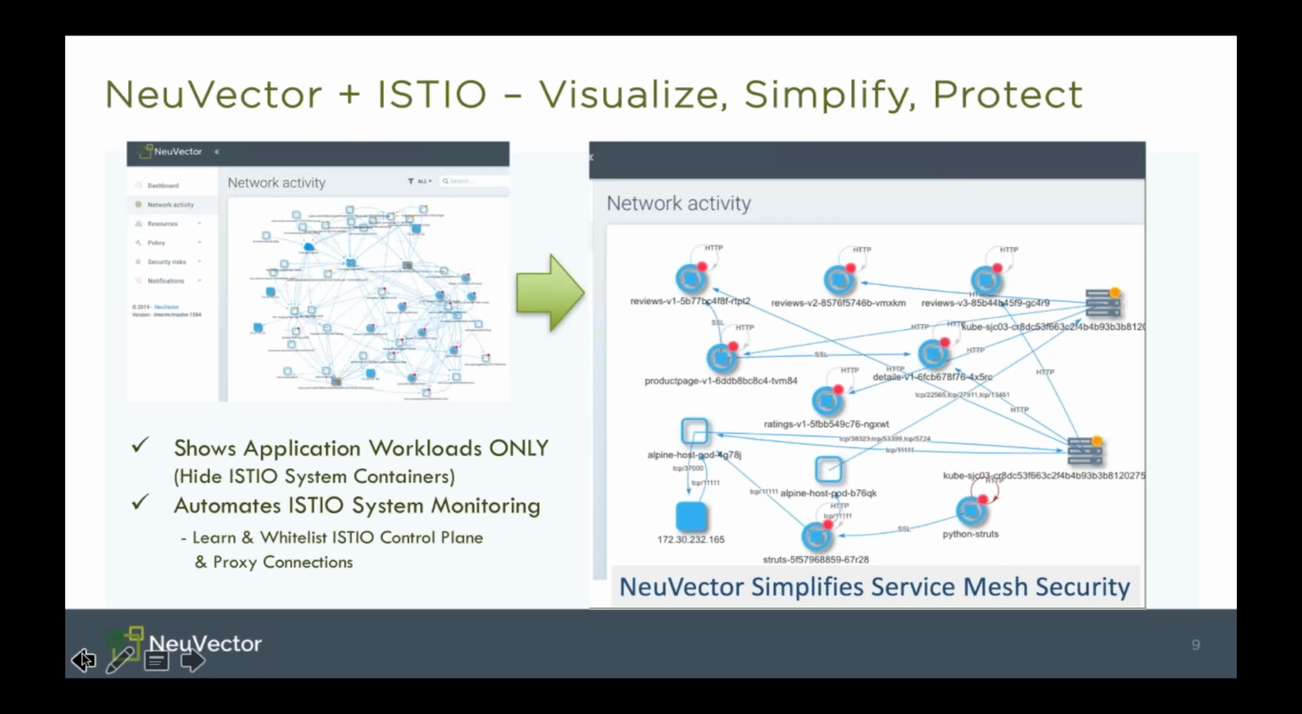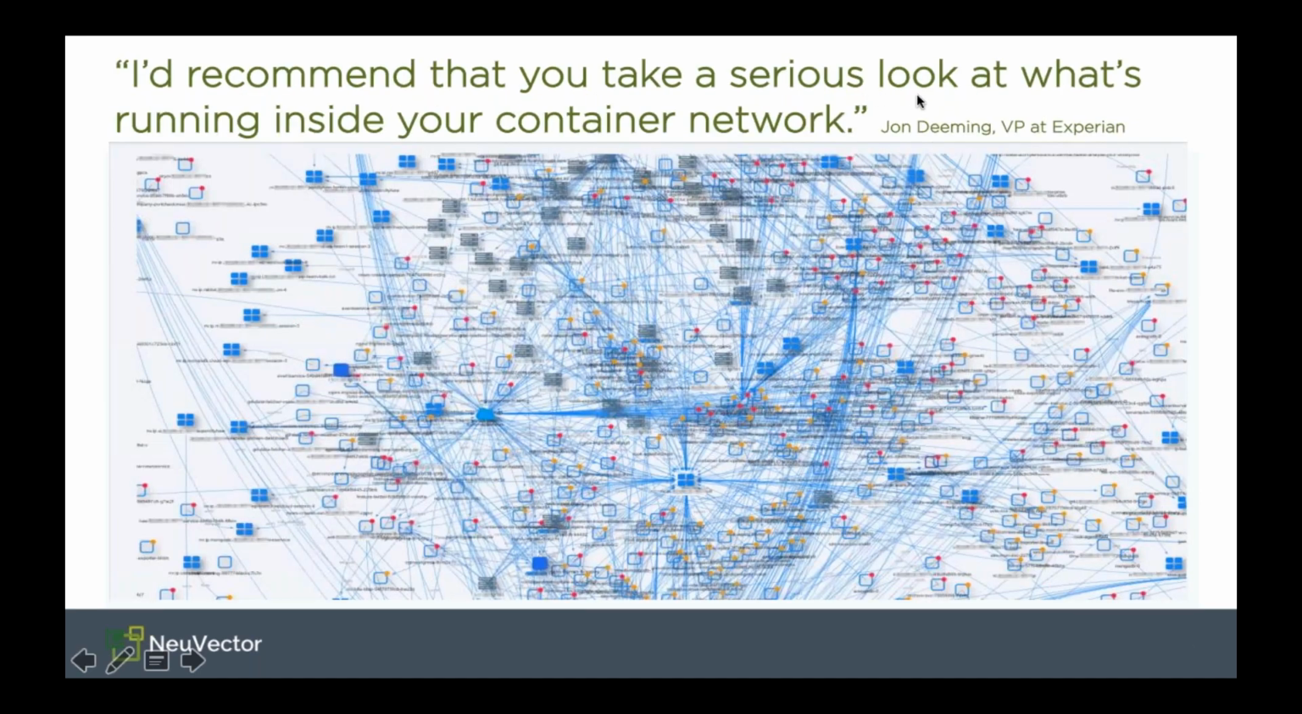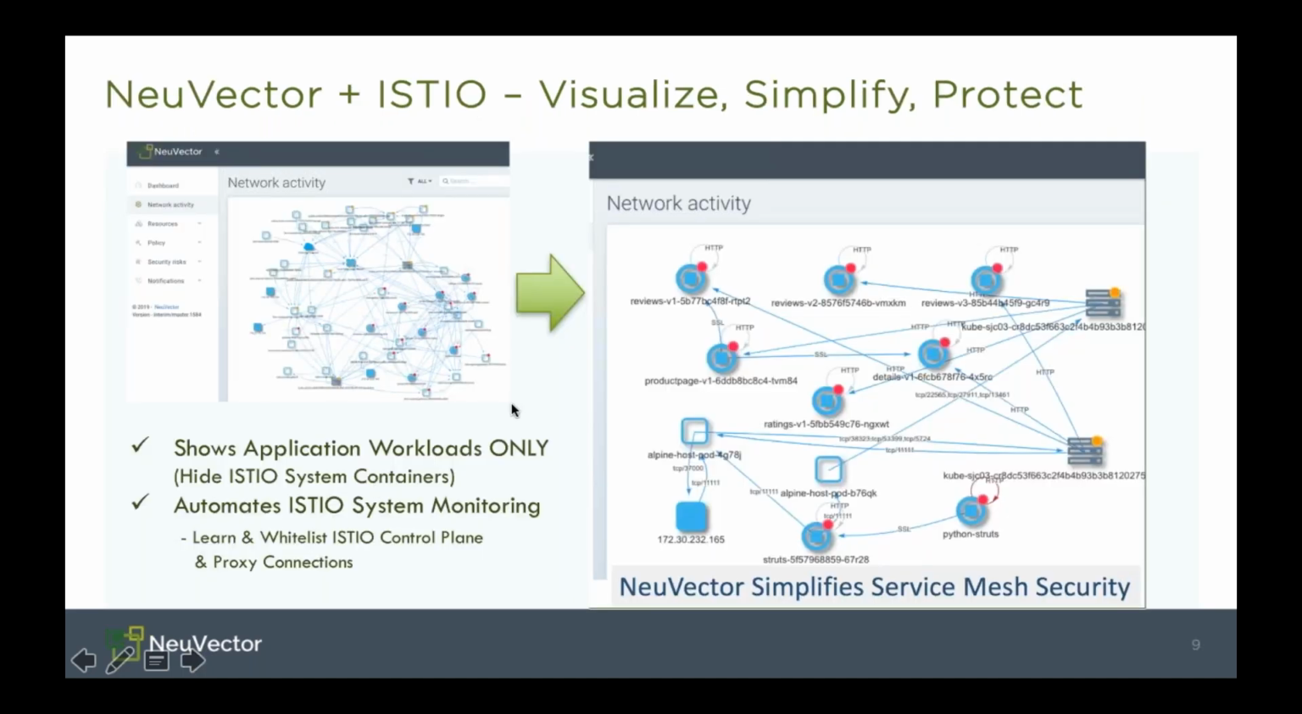Now, one of our customers, John Deeming, who is the VP of PaaS Architecture at Experian, has this advice for you, which is that you should make sure that you take a serious look at what's running inside your container network. This is in a non-Istio environment. You can see how complicated the traffic is and perhaps how difficult it is to detect security events that are going on. So we've worked with companies like that to be able to easily drill down and spot where the action is.